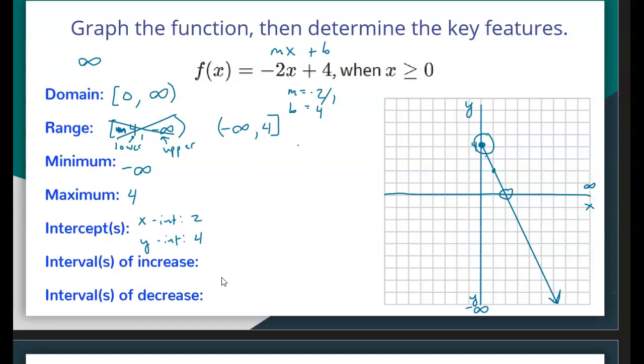Now let's look at intervals of increase and decrease. Do you see anywhere on this function it is increasing? Nope, it's not going up anywhere. There's no interval of increase here. And then the interval of decrease is going to be the whole function. Or we could also write that as 0 to infinity. So it's decreasing from here forever this direction.